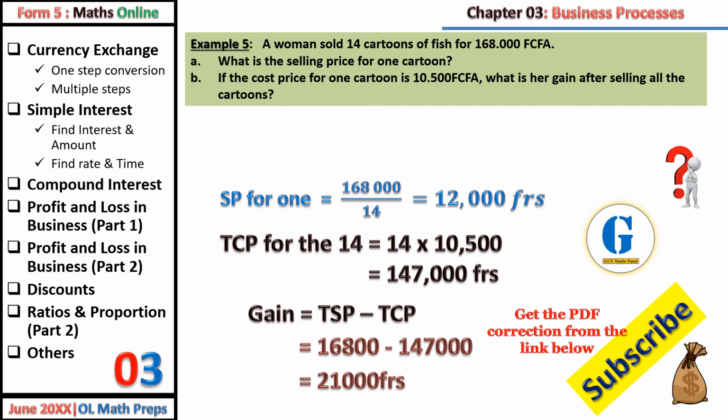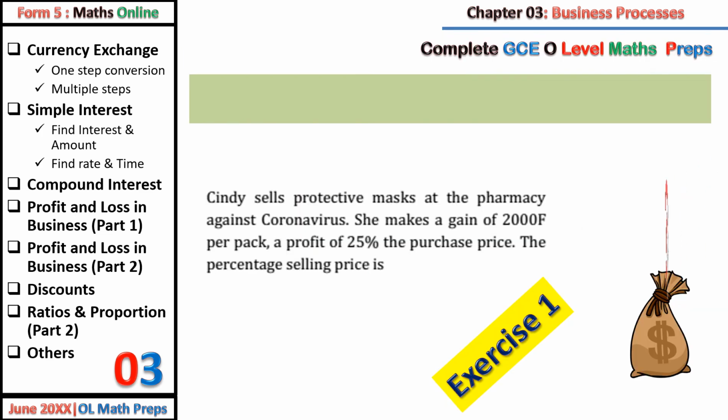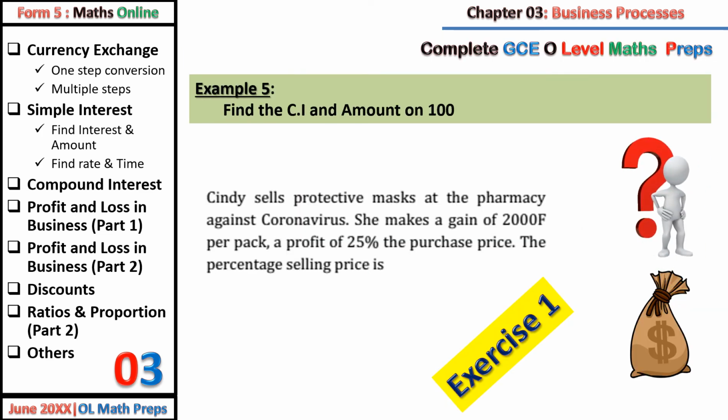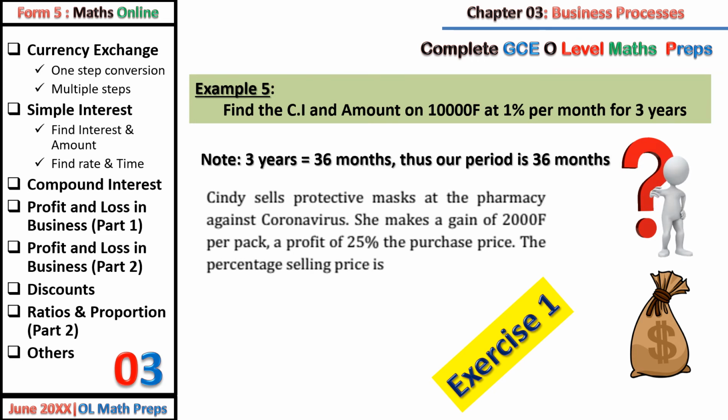If you do not understand something here, you can rewind and watch the video again. Okay, so here's an exercise. Cindy sells protective masks at the pharmacy against coronavirus. She makes a gain of 2,000 francs per pack, a profit of 25% of the purchase price. The percentage selling price is, all right, so you know exactly what to do.